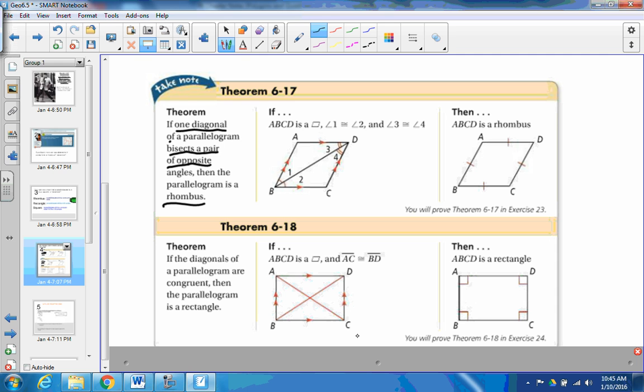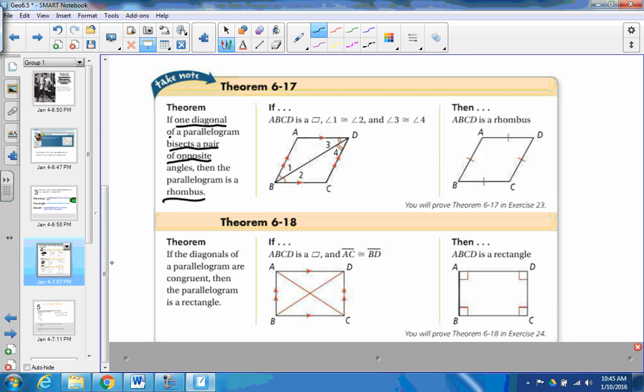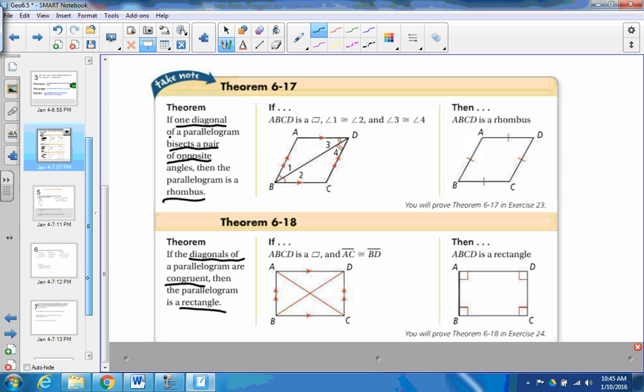And the last theorem that we have for today is theorem 6.18. If the diagonals of a parallelogram are congruent, then the parallelogram is a rectangle. You can probably guess that for a square, those diagonals bisect the angles, they're congruent, and they're perpendicular. But for a rectangle, if the diagonals are congruent, then it is a rectangle. So there's our three theorems. Let's use those theorems now.